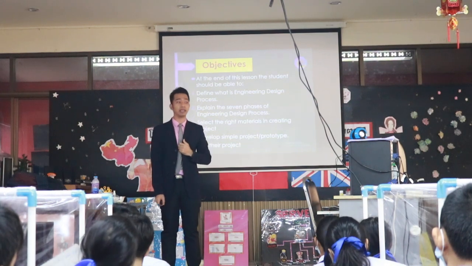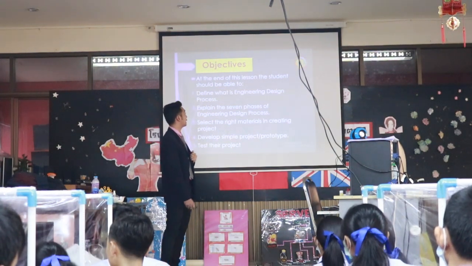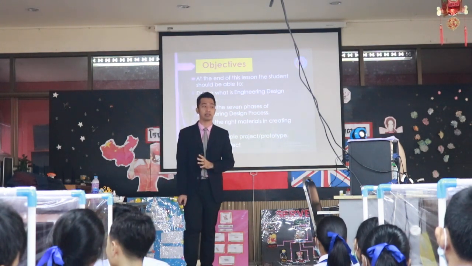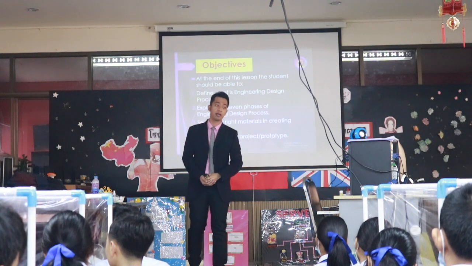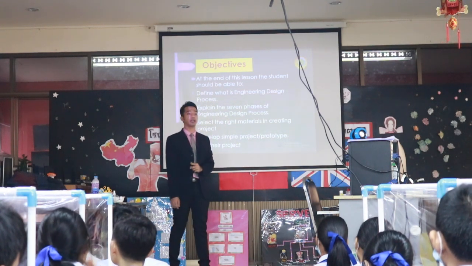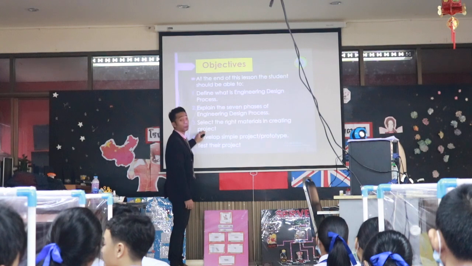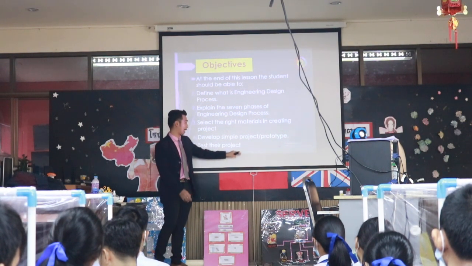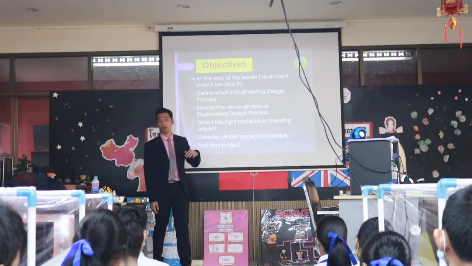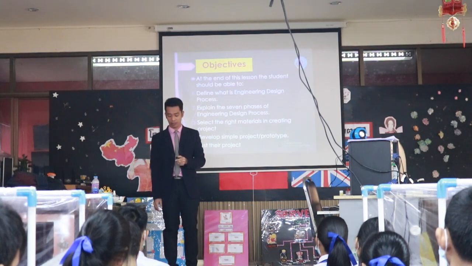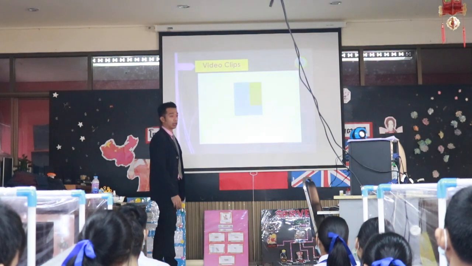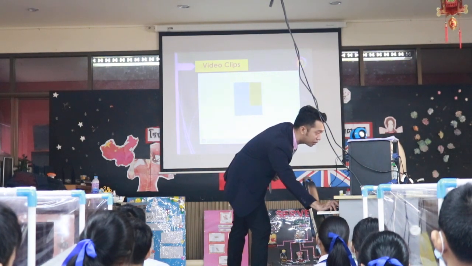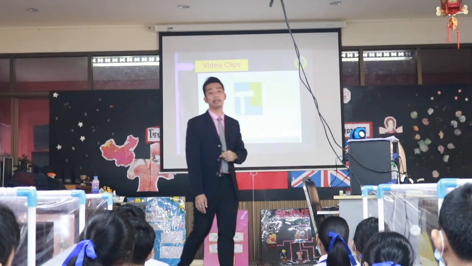So our objectives in this lesson are to define what the engineering design process is, explain the 7 phases of the engineering design process, and then select the right materials in creating your project, and then develop a simple project or prototype, and of course test your project. Okay? So I just want you to watch this short clip about the engineering design process, then after that I will ask a simple question.